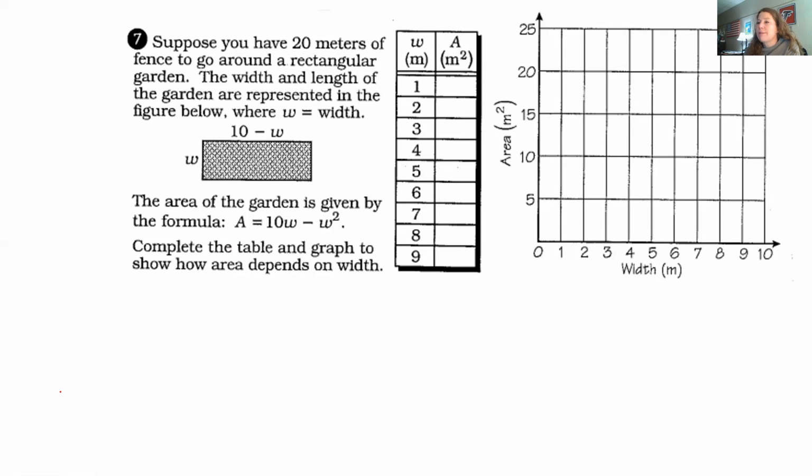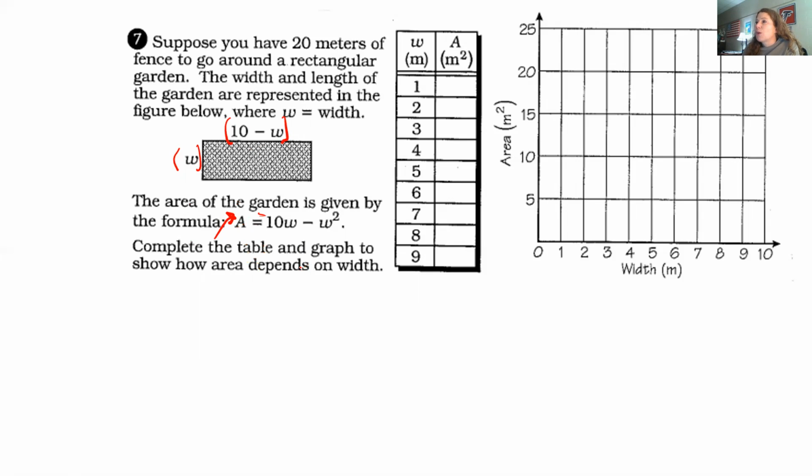Suppose you have 20 meters of fence to go around a rectangular garden. The width and length of the garden are represented in the picture. So the width is W and the length is 10 minus W. The area of the garden is given by the formula. We would multiply W times 10 minus W. We distribute the W and we would get this. Okay. Complete the table and graph to show how area depends on width.